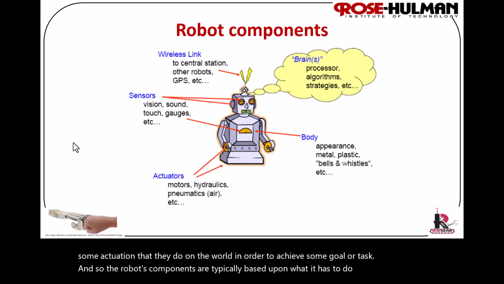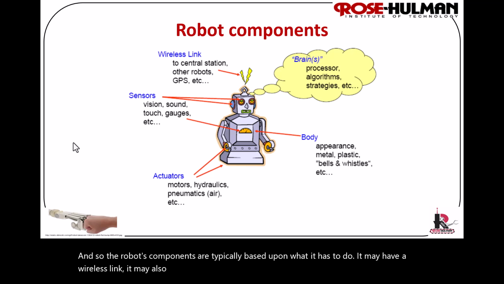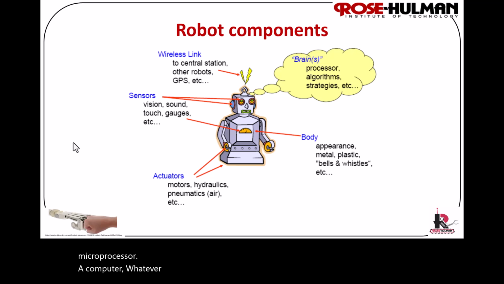It may have a wireless link. It may also be wired, and it has a brain or processor, a microcontroller, a microprocessor, a computer, whatever that may be. It may be programmed in several languages: Sketch, C, Python, ROS, etc.